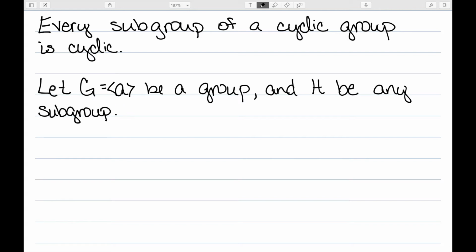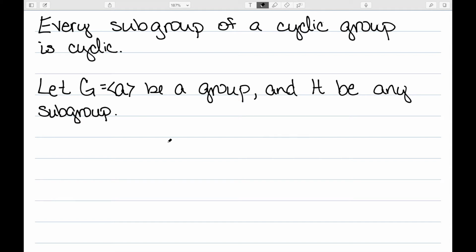So we know G has a generator of a, so what we need to find is a generator for H, such that everything in H are powers of this new element, let's say b. The idea being we need to find the generator for this subgroup H and then show that every element of H is some power of this generator.